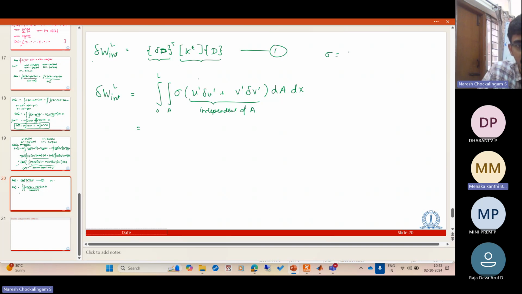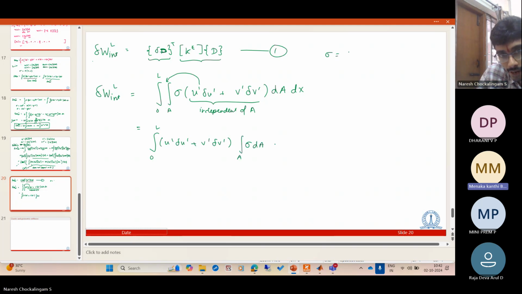So you can take this out of this integral. So you get the integral 0 to L of U dash del U dash plus V dash del V dash. Then you have an integral over the area, sigma dA dx. But what is the integral over the area of sigma dA? That is the force F, the force in the member, right?